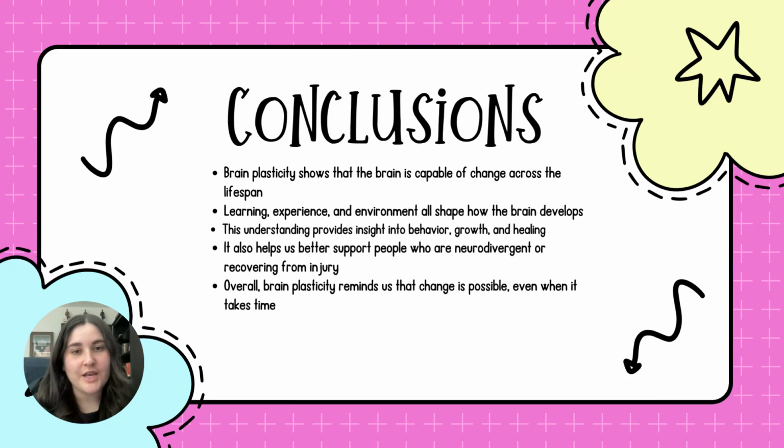In conclusion, brain plasticity shows that the brain is capable of change across the lifespan. Learning, experience, and environment all shape how the brain develops. This understanding provides insight into behavior, growth, and healing. It also helps us better support people who are neurodivergent or recovering from an injury. Overall, brain plasticity reminds us that change is possible, even if it takes time.